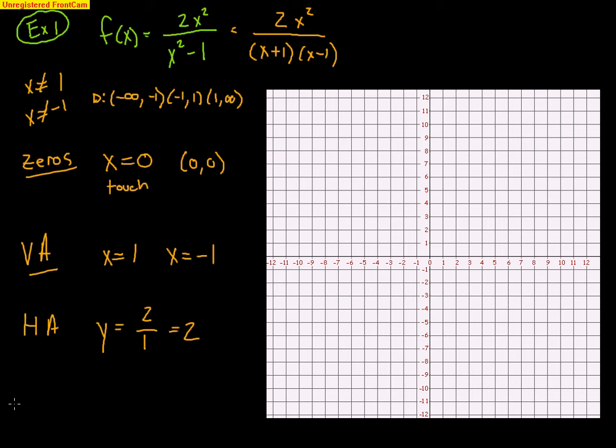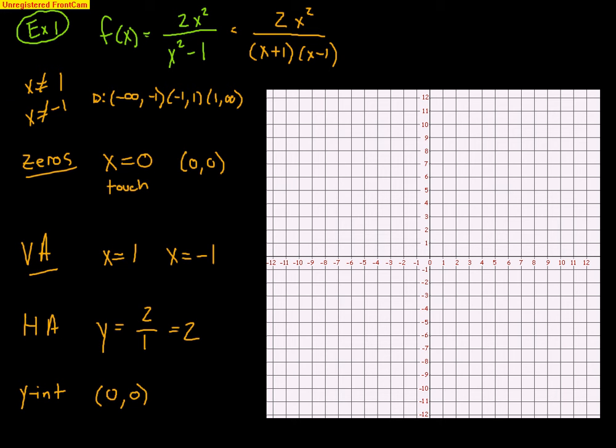All right, the only other thing I want to be able to find is the y-intercept. A y-intercept is very easy to find. All you got to do is plug in 0. When I plug in 0, I get a 0 on top and a negative 1 on the bottom. So that means when I plug in 0, I get 0. Okay, and that makes sense. If you have a 0 at 0, 0, then you also have a y-intercept at 0, 0. It's the only point in the world that could be both a y-intercept and a 0 at the same time.